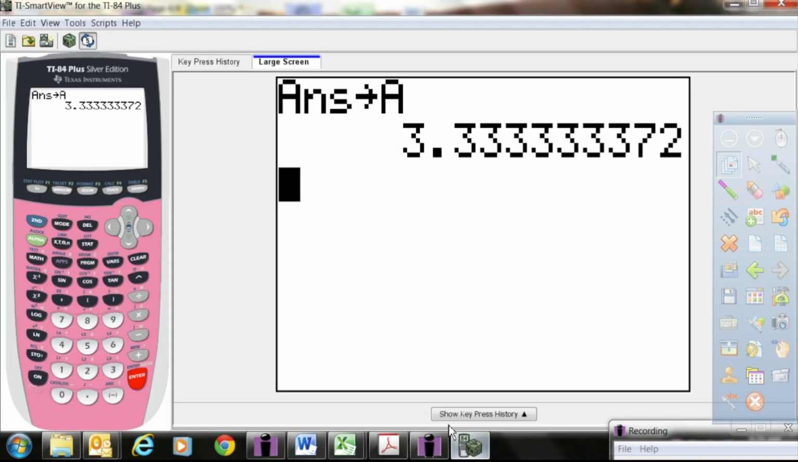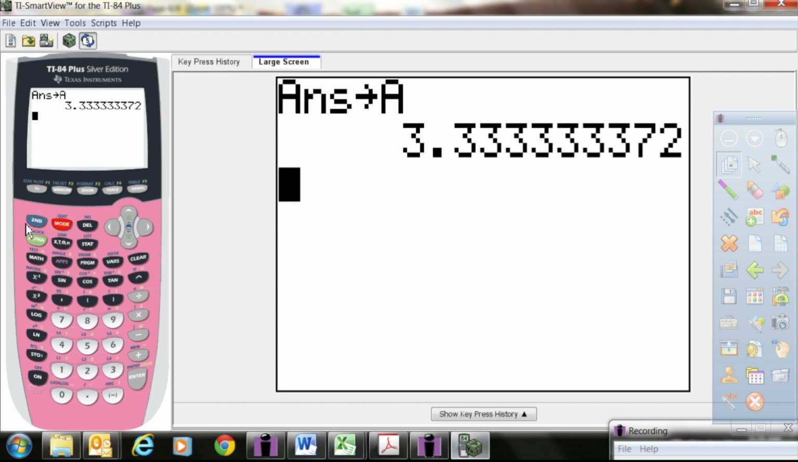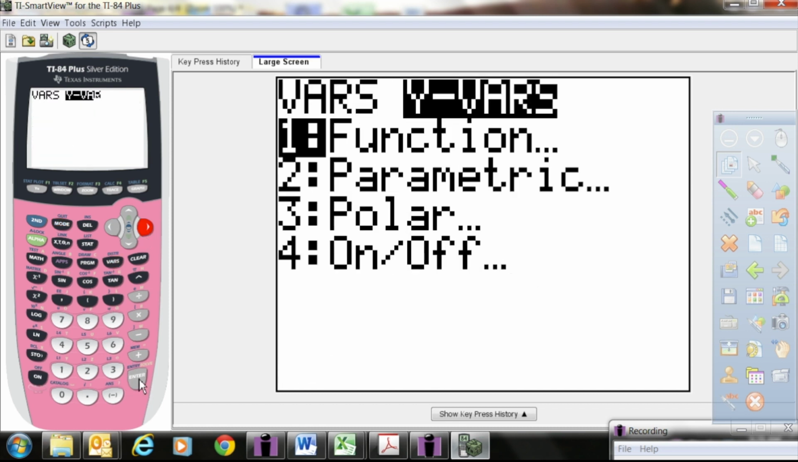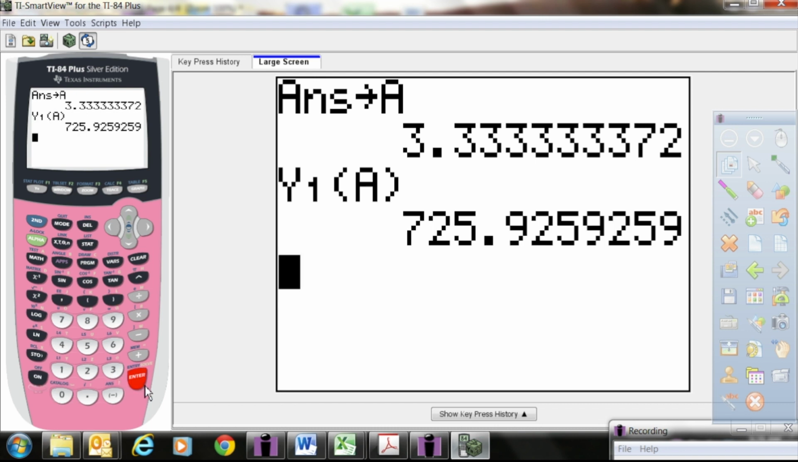Well, if we'll remember, when we put that in Y1, Y1 is the volume itself. So I'm going to ask my calculator and go to my home screen, and I'm going to say Y1, Y bars, enter, enter. And I'm going to ask it to evaluate that at alpha A, because that A value is the cut that I need to make. And so the answer that I get is the volume that it produces. So by putting in the volume formula that I have in Y1, I will find that volume. So the volume is 725.926.